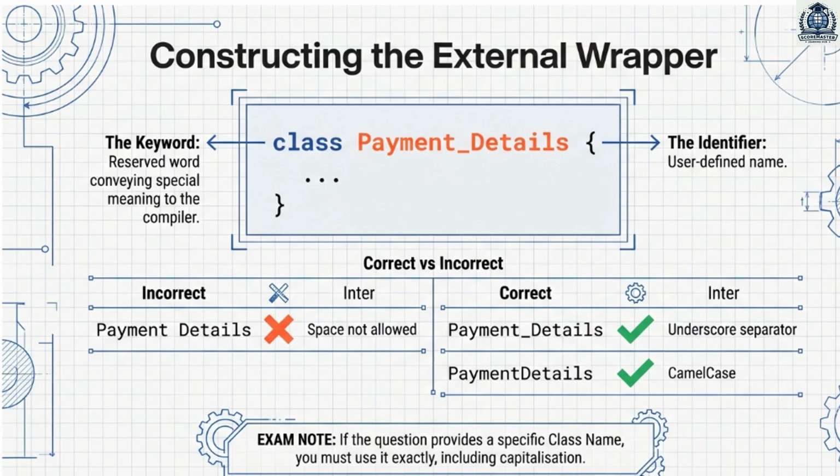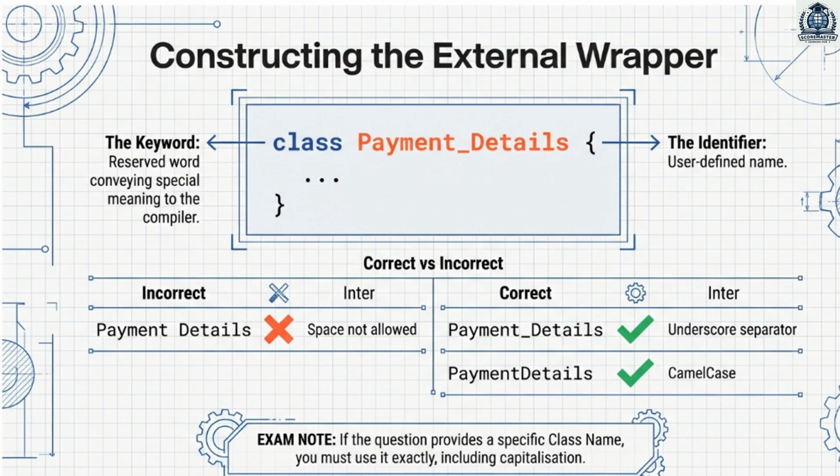This image shows how to build the external wrapper of a Java class, the first step in writing clean, compilable code. The formula is simple. Class name. Break it down. Keyword, class. A reserved word that tells the compiler, I'm creating a blueprint for objects. Forget this, and nothing runs. Identifier, payment_details. The user-defined name of the class.